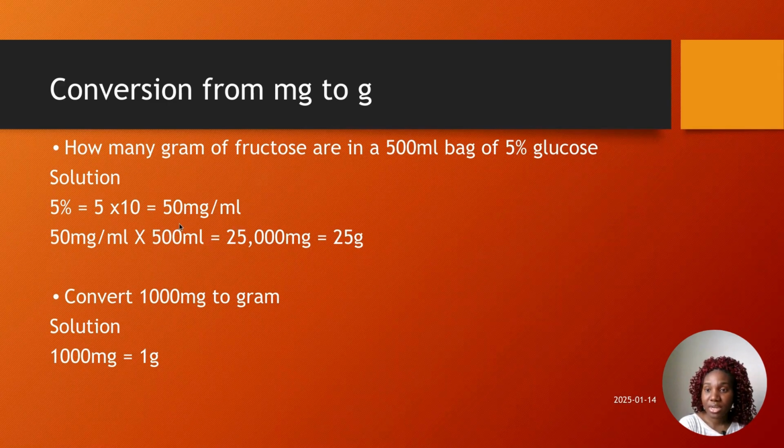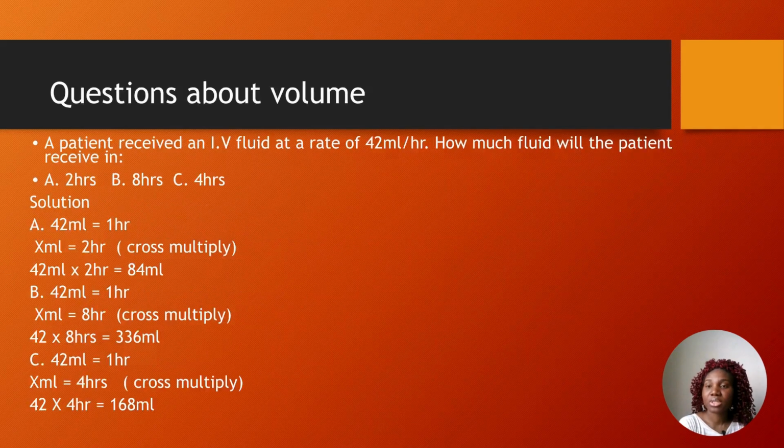So since you have 5%, which is 5 times 10, which is 50 milligram per ml, you're going to say 50 milligram per ml times the 500 ml. And if you multiply it, you're going to get 25,000 milligram, which is 25 grams. Remember the conversion from milligram to gram and from gram to milligram, right?